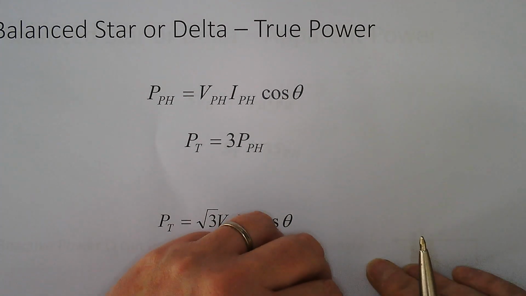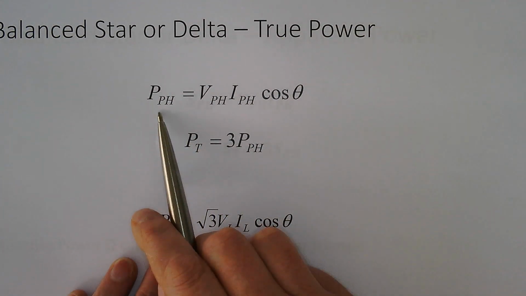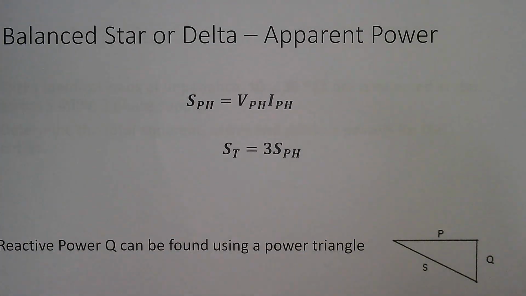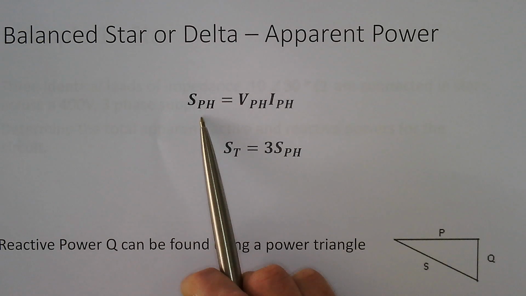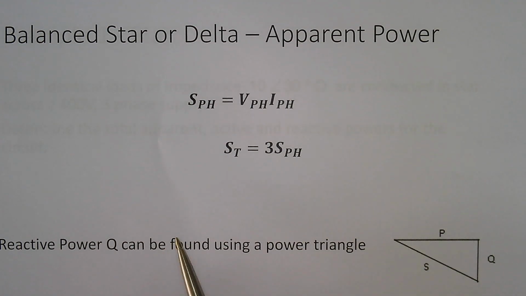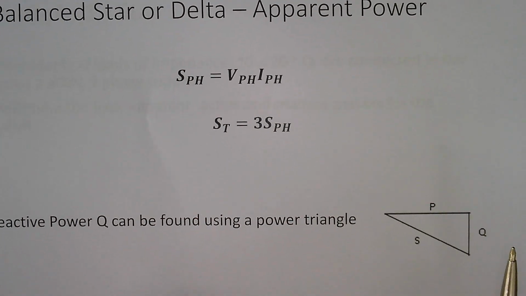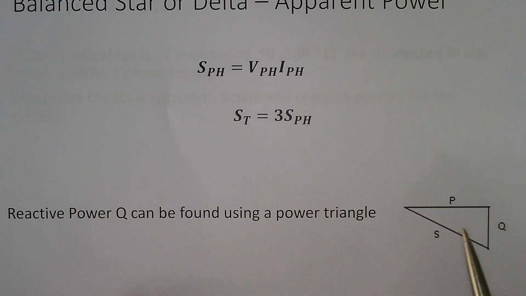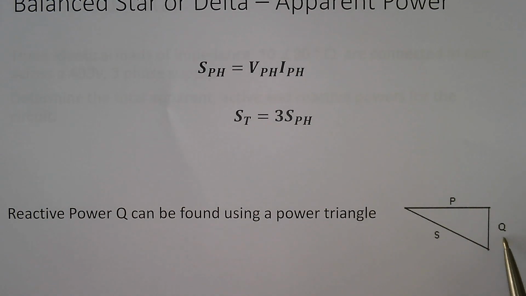In the same way that you can do that for true power, P, you can do that for S, apparent power. You can do V phase, I phase, and your total apparent power is 3 times that, because there are 3 of these phases. And the power triangle works for every other AC circuit, so it works for your 3-phase circuit as well. So once you've got P and you've got S, you can work out Q using Pythagoras, can't you? So that would be the style of what you're doing.